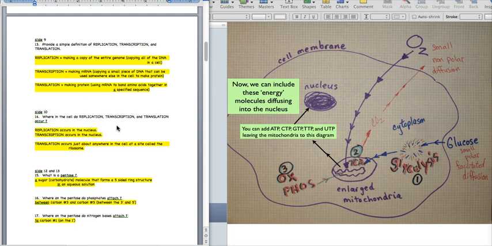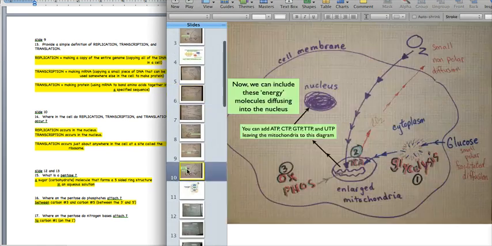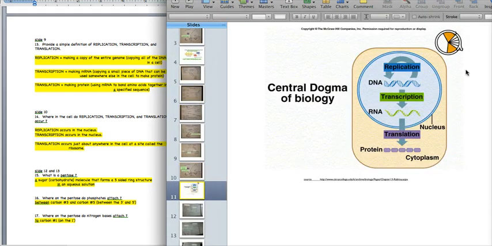Where do they happen? Replication and transcription, you need DNA for those reactions to happen, so that's going to happen in the nucleus. Translation can happen really anywhere out here in the cell, anywhere a protein is needed. So there's another picture: replication and transcription in the nucleus, translation out in the cytoplasm.